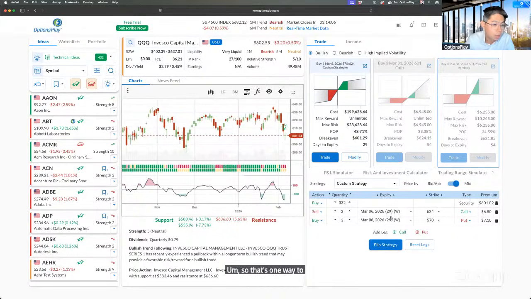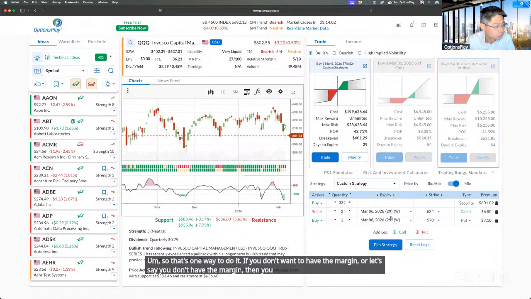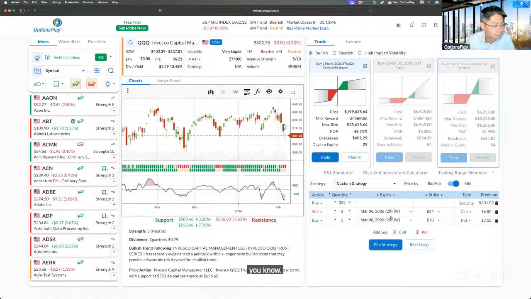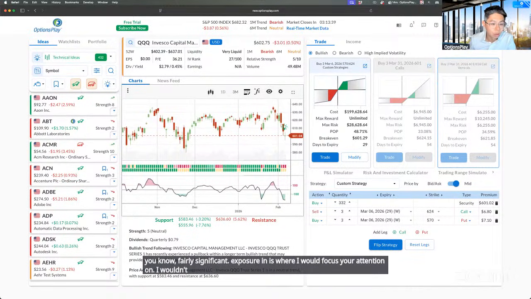If you don't want to have the margin, or let's say you don't have the margin, then you could do this across your entire portfolio individually for the stocks that you own. Now, I don't think that if you were to do that, you should do it on every single equity position. I would just do it on your major equity holdings, the holdings that you have fairly significant exposure in is where I would focus your attention. If you were to do it on individual securities, I wouldn't do it one by one on every single one.